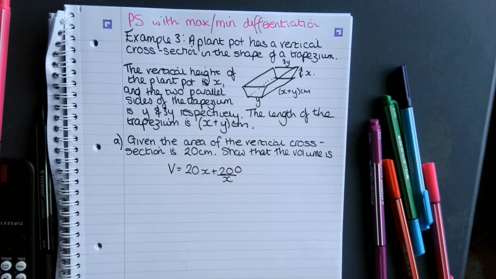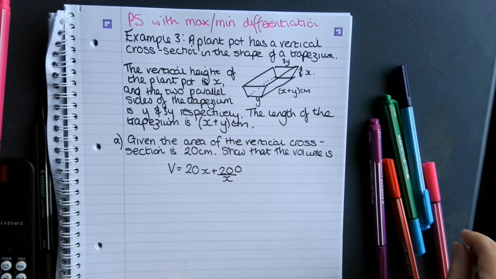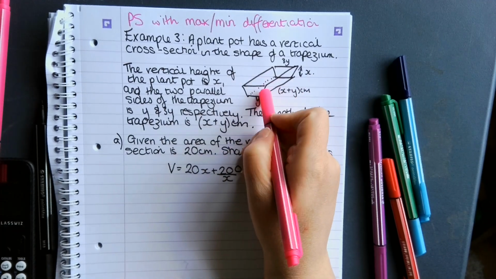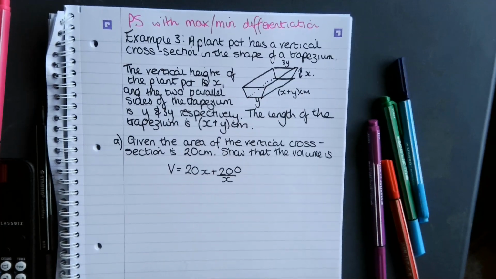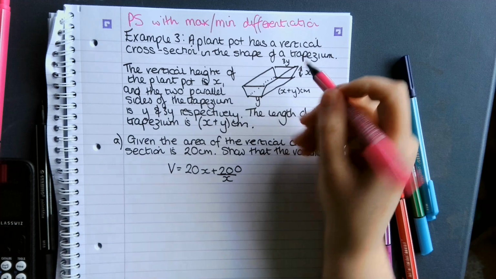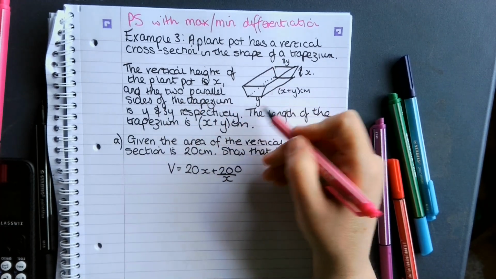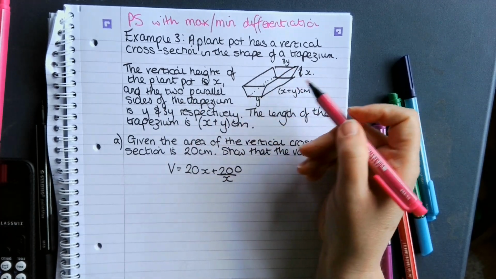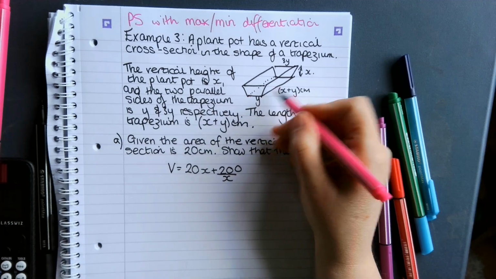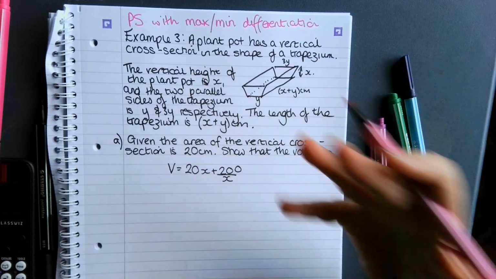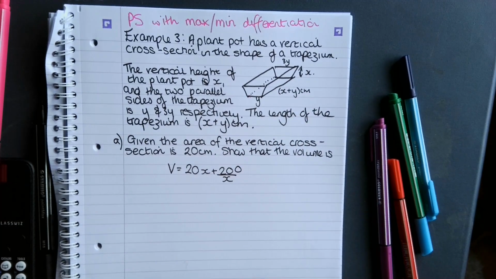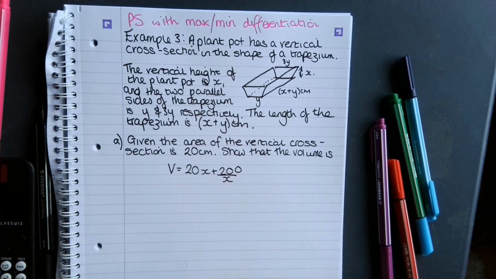A plant pot has a vertical cross section in the shape of a trapezium. So you can see the trapezium here. The vertical height of the plant pot is x, and the two parallel sides of the trapezium are y and 3y respectively. The length of the trapezium is x plus y. Again, a typical question of having x's and y's in the same question, so we need to eliminate one. Given the area of the vertical cross section is 20, show that the volume is this.